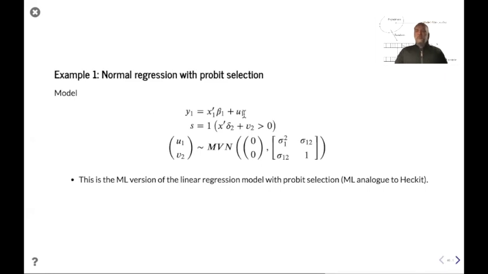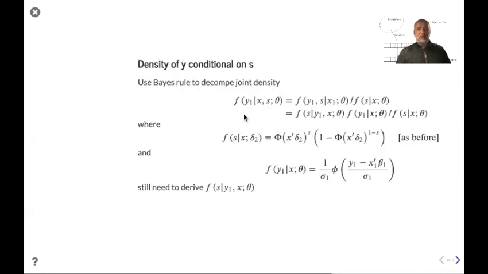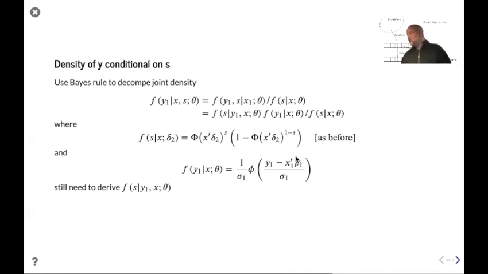So we know how to derive that conditional density. That's the same as you would have on a linear regression. So you would have the residual normalized by the standard deviation put into the standard normal distribution. This is really just the density for a normal distribution with a variance of sigma 1 squared. Okay, so again, that's pretty standard.